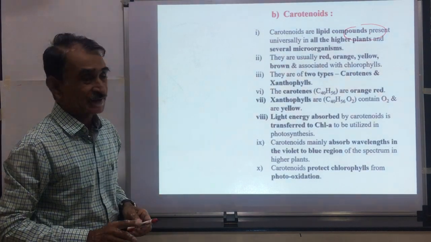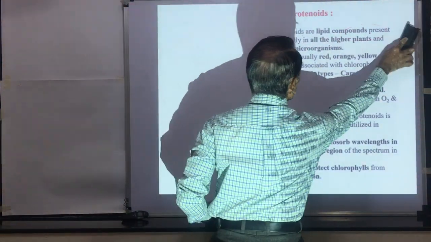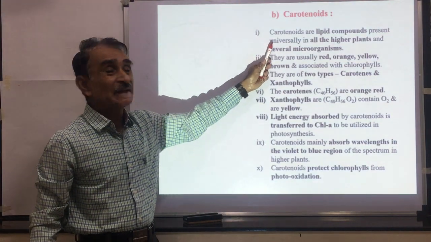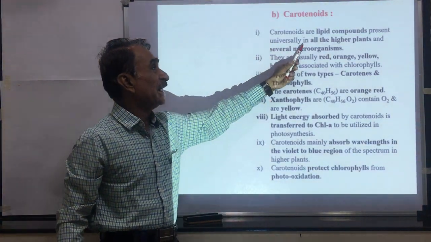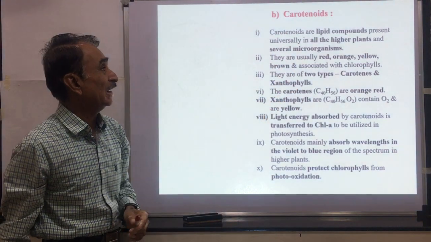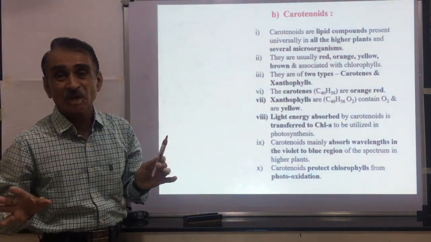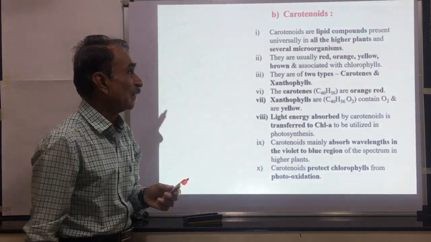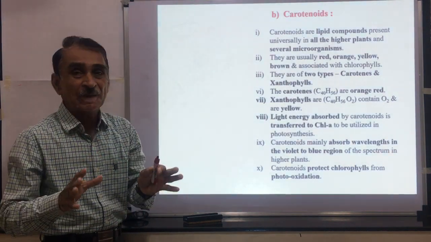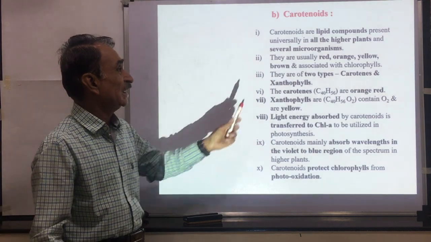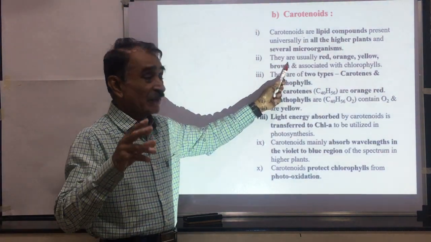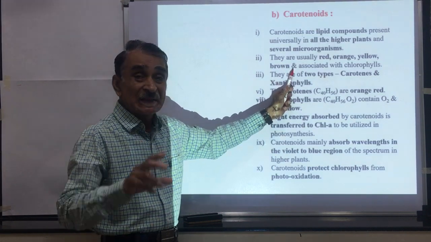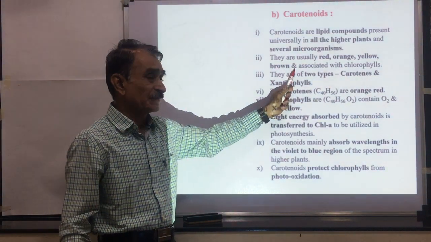Then carotenoids. The next group of photosynthetic pigments is the carotenoids. Carotenoids are lipid compounds present universally in all the higher plants and several microorganisms. They are usually red, orange, yellow, and brown, and they are associated with the chlorophylls.